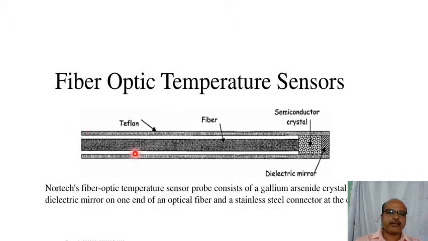So an optical fiber temperature sensor generally consists of a fiber and a semiconductor crystal material such as silicon or gallium arsenide; any material which is temperature sensitive can be used. The fiber optic temperature sensor probe consists of a gallium arsenide crystal and a dielectric mirror on one end of the optical fiber and a stainless steel connector at the other end.